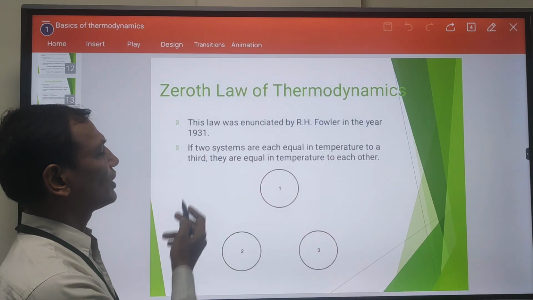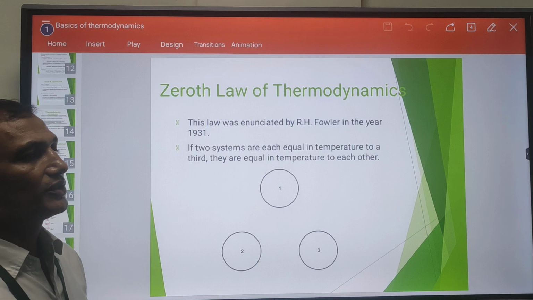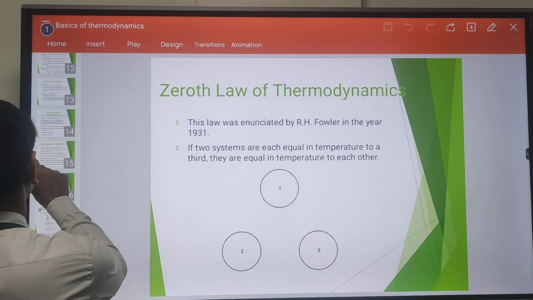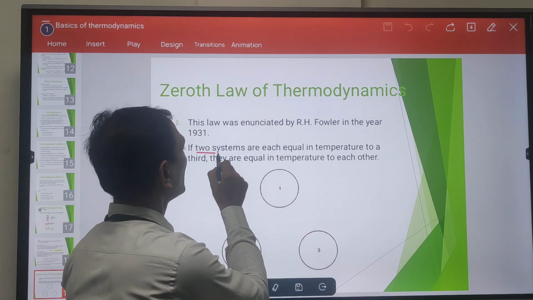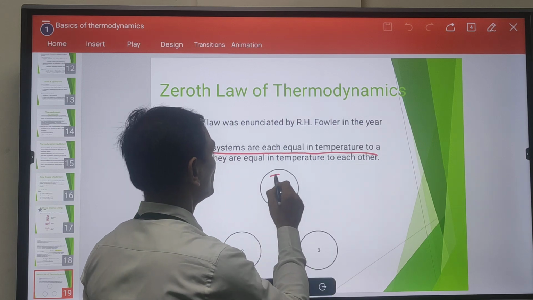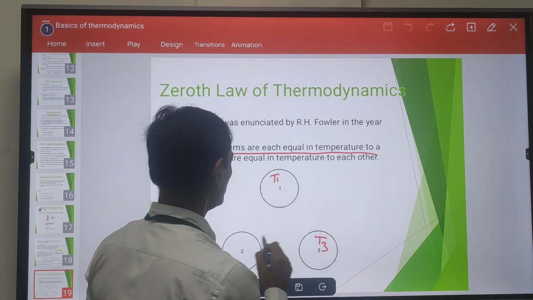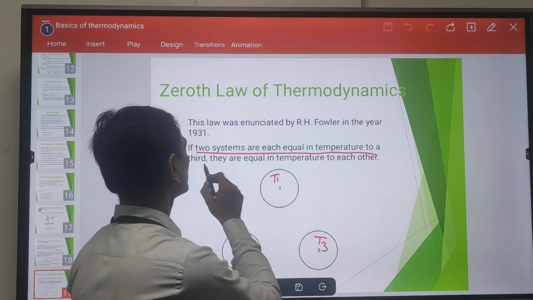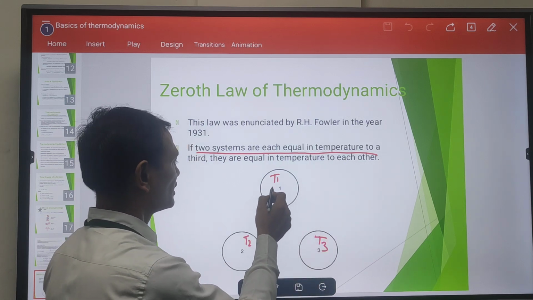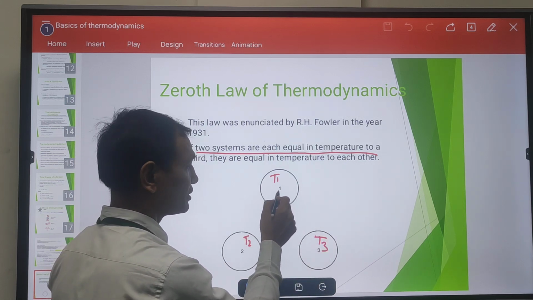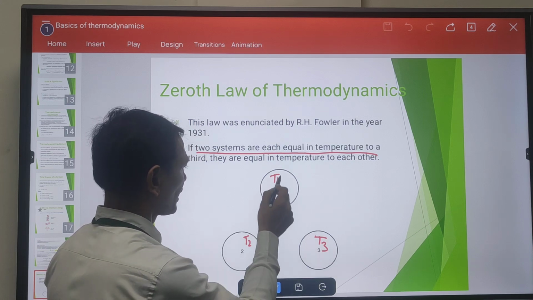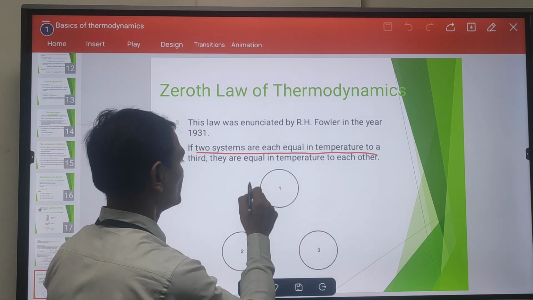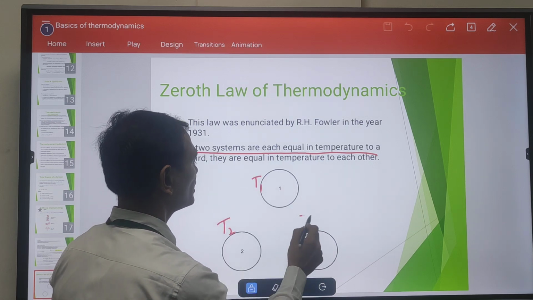Now the zeroth law. R.H. Fowler, in the year 1931, gave the concept of the zeroth law of thermodynamics. According to this law, if two systems are each equal in temperature to a third, they are equal in temperature to each other. Suppose the temperature of body 1 is T1, body 2 is T2, and body 3 is T3.